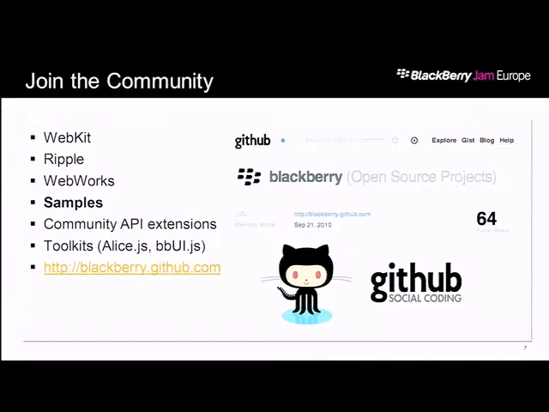But then also the WebKit engine itself, Ripple, as an emulator that allows you to have a look at your web project inside the browser. It's a Chrome extension. Have a look at that inside the browser and actually see what your application renders like on a Q10, on a Z10. And there are more devices that are supported by Ripple itself. WebWorks, I mentioned already, is completely out in the open source, and the samples, of course, I mentioned those as well.